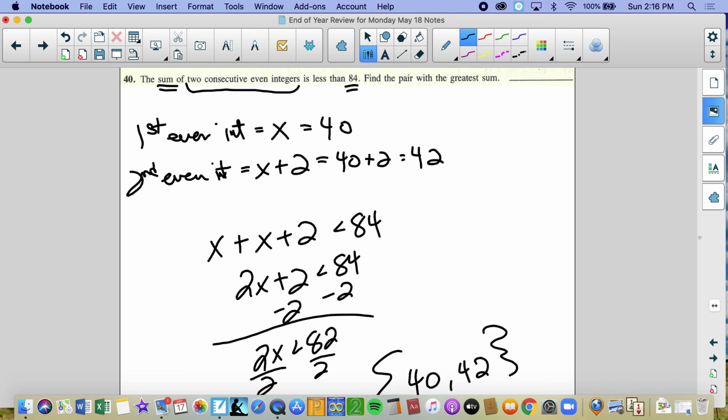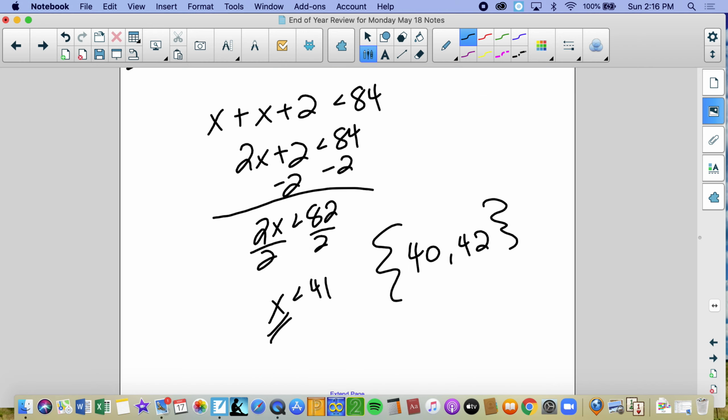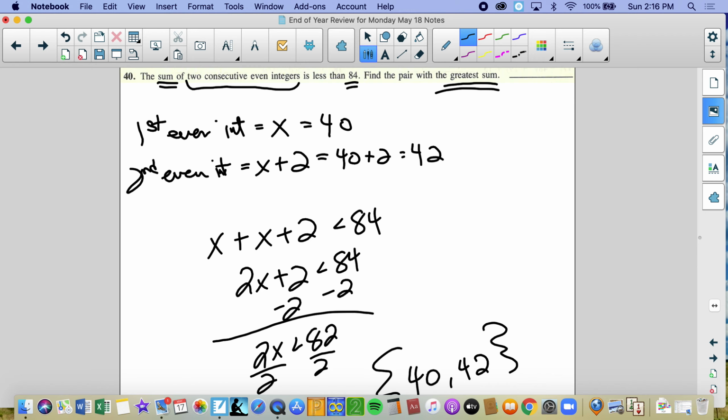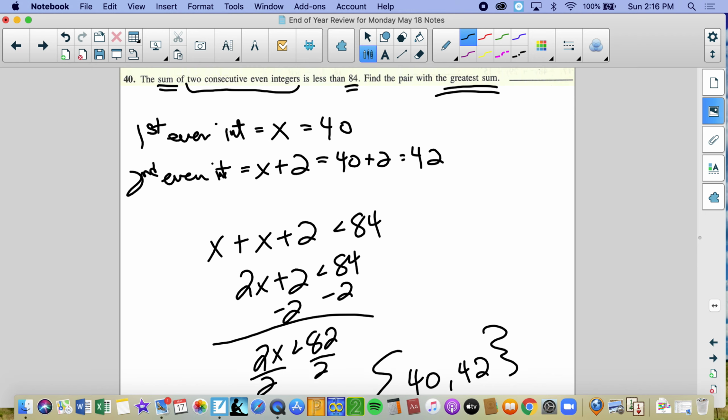Yep. What if my first even integer was 42? What would my second be? 44. 42 and 44 gives me 86. So that would not satisfy it. Remember, it says it has to have the greatest sum. So the pair with the greatest sum. If we use 38 and 40, well, that doesn't have a sum that is greater than 40 and 42.